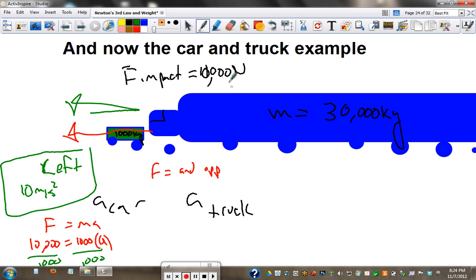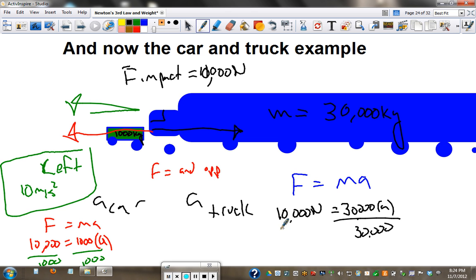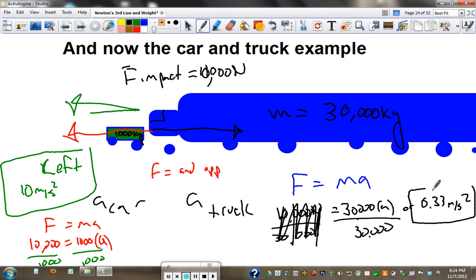Now let's solve for the truck. F equals ma. Forces are equal, just in opposite direction. So this guy also feels 10,000 newtons, equals 30,000 times a. Divide by 30,000, and we get 1 divided by 3, or 0.33 meters per second squared. That's tiny. It's barely anything at all.